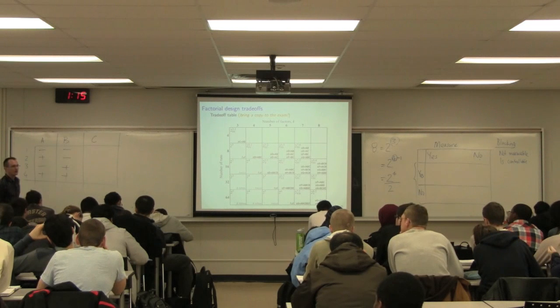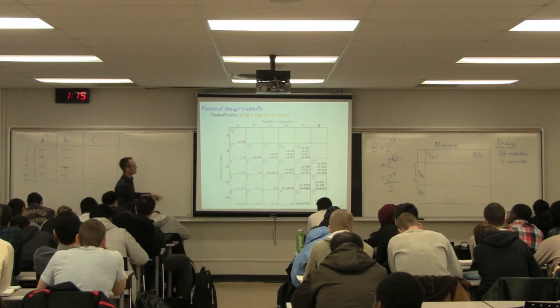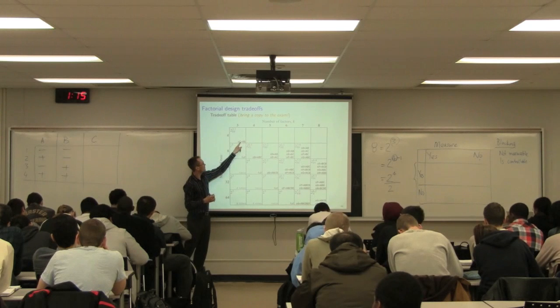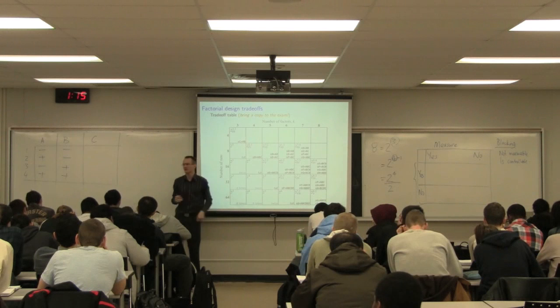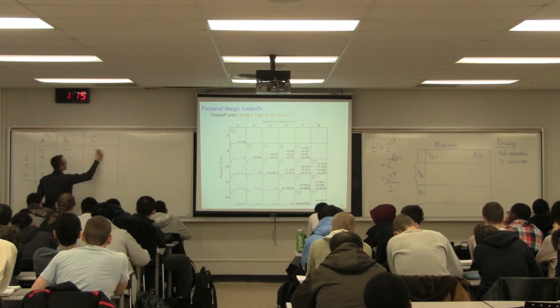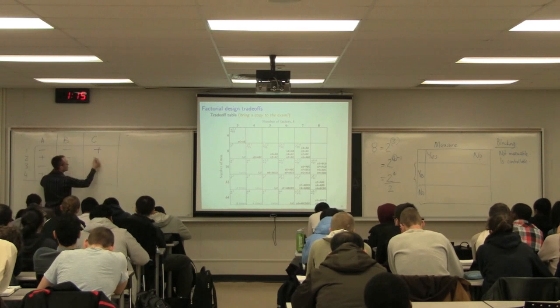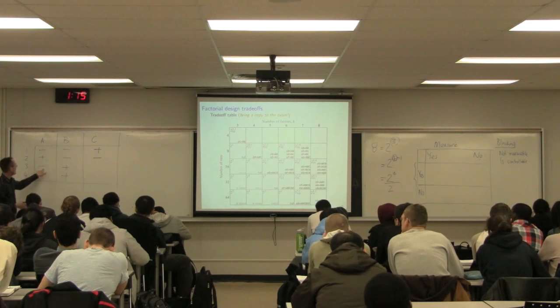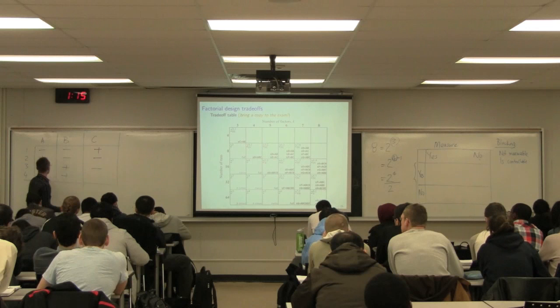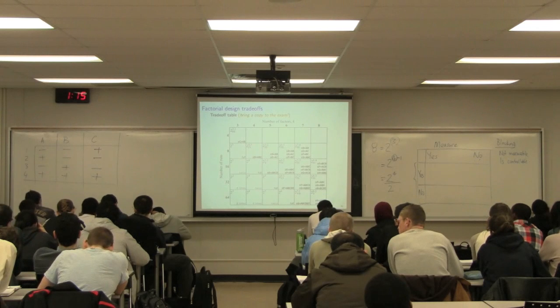Then it says, go assign factor C as the product of A and B. So set variable C equal to the product of A and B. Minus times minus in the first row gets me plus. Plus times minus gets me a minus. Minus times plus gets me a minus. Plus times plus gets me a plus. There's my four experiments. Quick and easy.